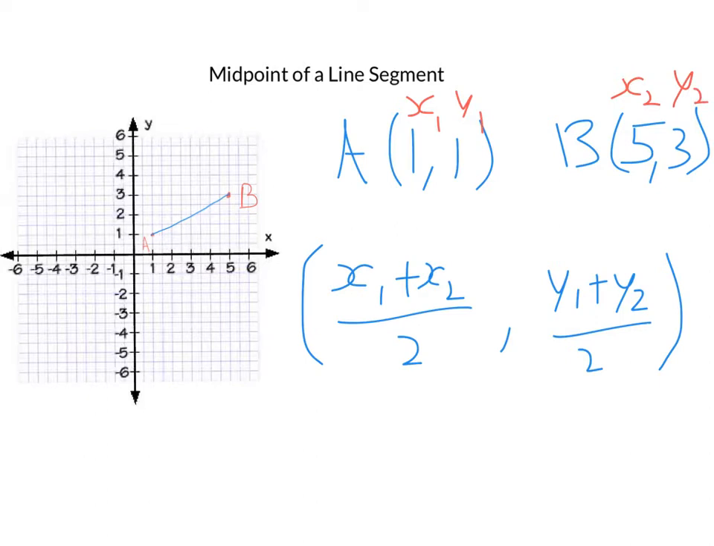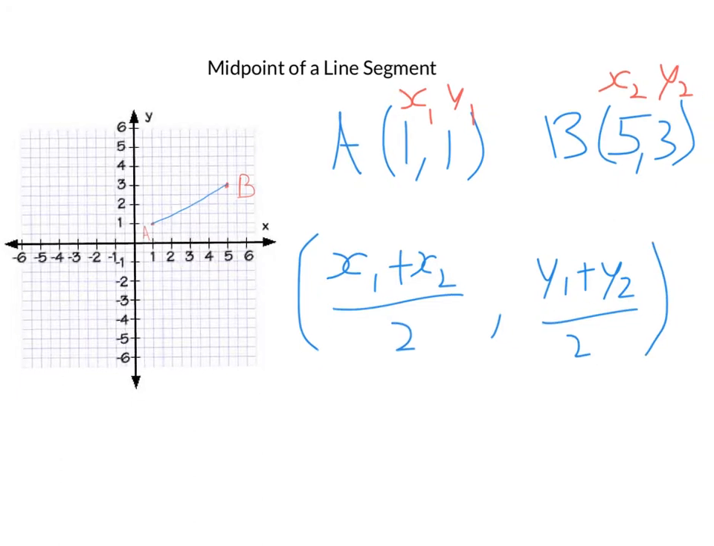Now again, it doesn't matter really which order you put them in. This could be x1 and y1, and this can be x2 and y2. The important thing is that the ones are going together and the twos are going together, and you're never mixing them up, so having x1, y2.